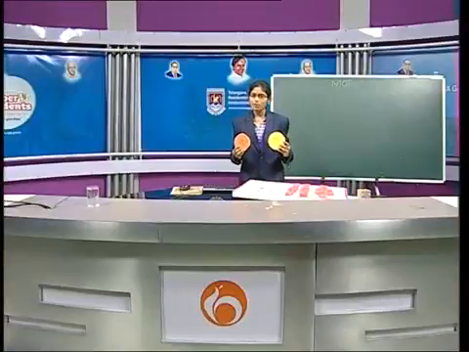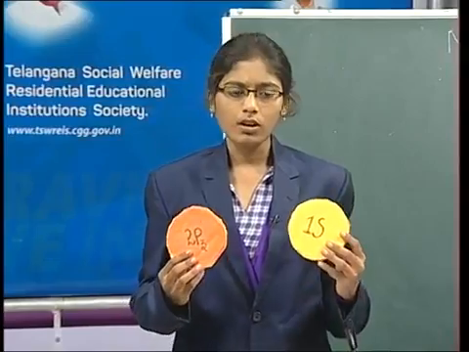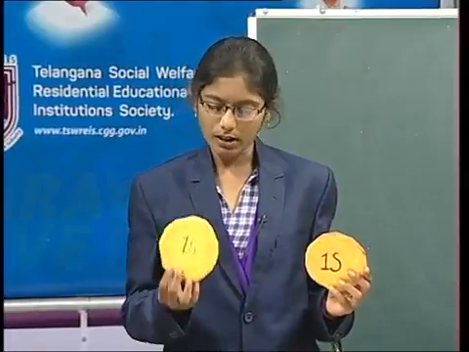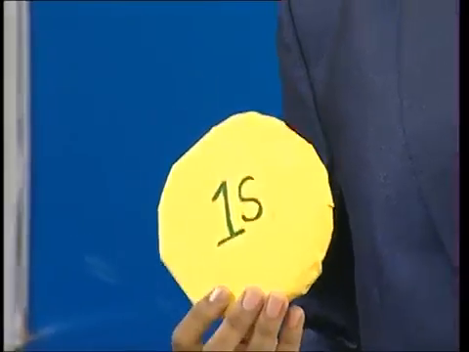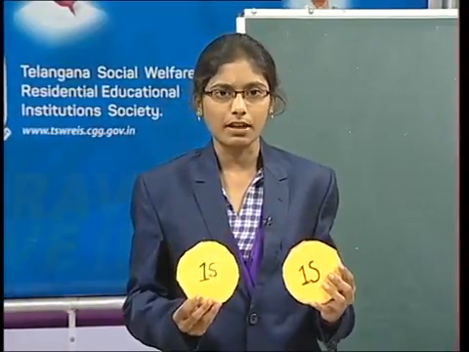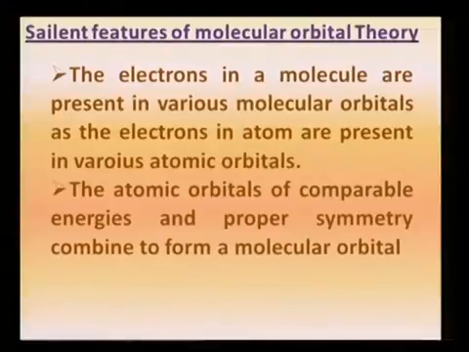Another example is a 2pz orbital and a 1s orbital. Do these two orbitals combine to form a molecular orbital? No, because of their different symmetries. And here it is a 1s orbital, and another 1s orbital. Do these two orbitals combine to form a molecular orbital? Yes, these two atomic orbitals combine to form a molecular orbital because of their comparable energies and proper symmetry. So atomic orbitals of comparable energies and proper symmetry combine to form a molecular orbital.